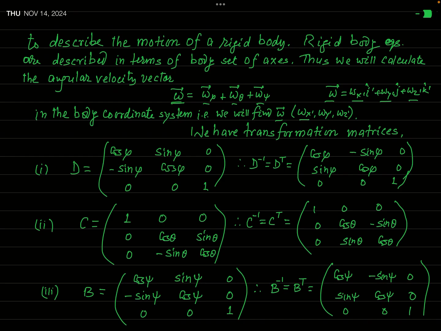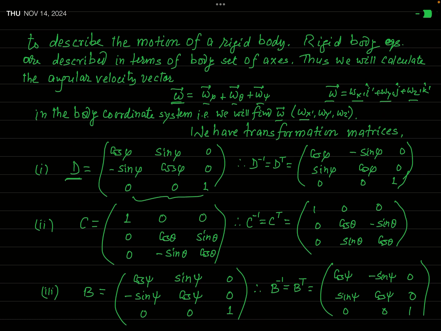Actually, for finding the value of omega x dashed, omega y dashed and omega z dashed, we will need the use of the transformation matrices which you learnt in my previous video on Euler's angle. So remember what I have taught you in my previous video. There was an orthogonal transformation matrix D which was defined like this. I hope you can remember it.